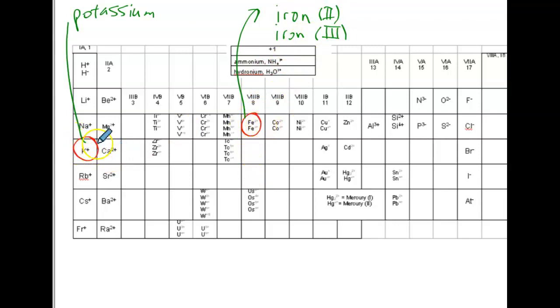Here, potassium lives alone, meaning nobody else is there. It only can be a +1 charge. So I would not, could not, would not, should not use Roman numerals in the name of potassium.